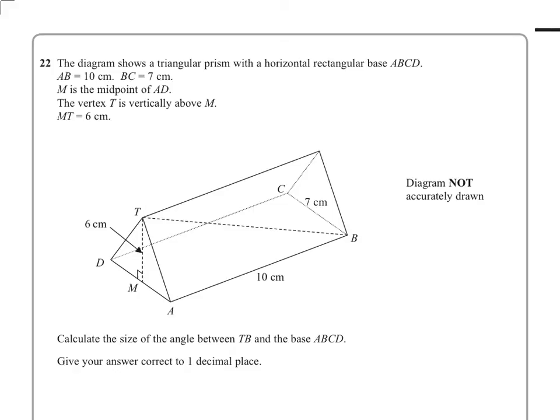Question 22. Calculate the size of the angle between TB and the base ABCD. So there's the line TB and the base. We'll just work out the angle between it. We have to think about the points directly below T on the plane ABCD. That's the point M. So that gives me my triangle. I need to work out the angle at this point here, which I'm going to call theta.